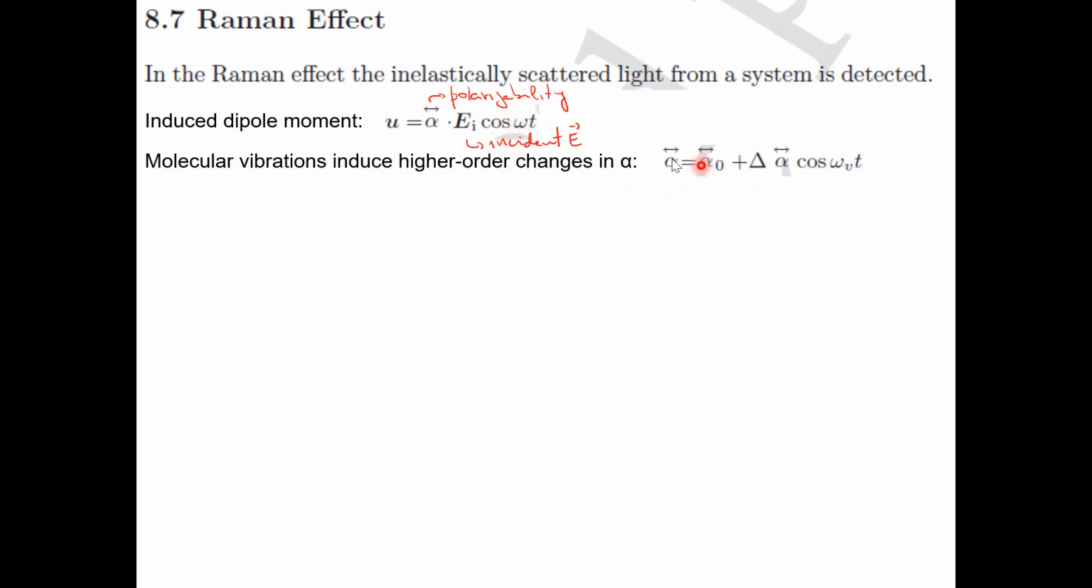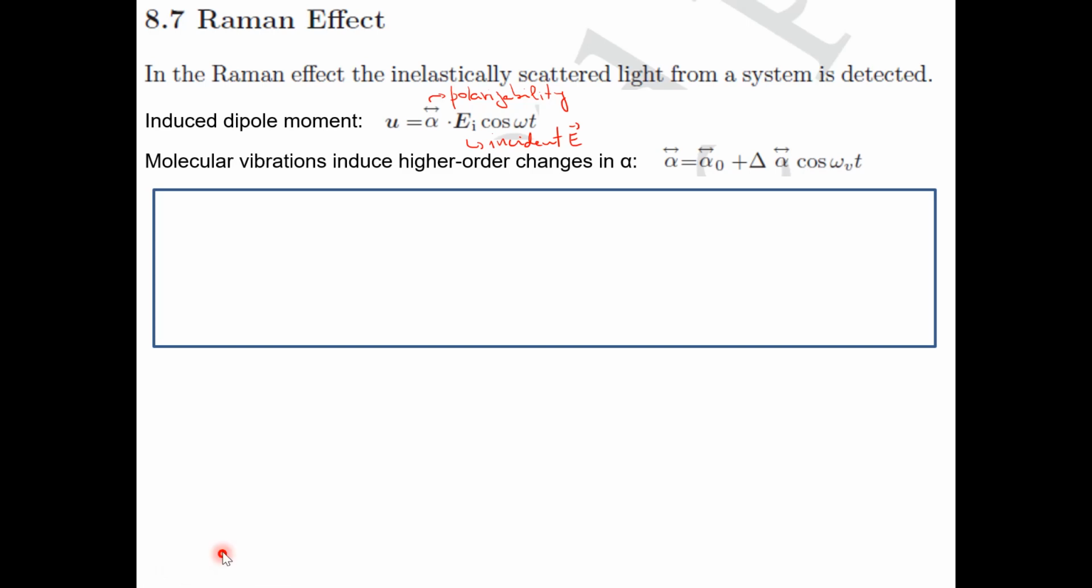All right. Just recalling that alpha is a second rank symmetric tensor. The dipole moment and E are vectors, and alpha is a polarizability tensor. Then you write your polarizability in this fashion, and then you can do some algebra. You can use this equation right here and substitute this expression for the polarizability.